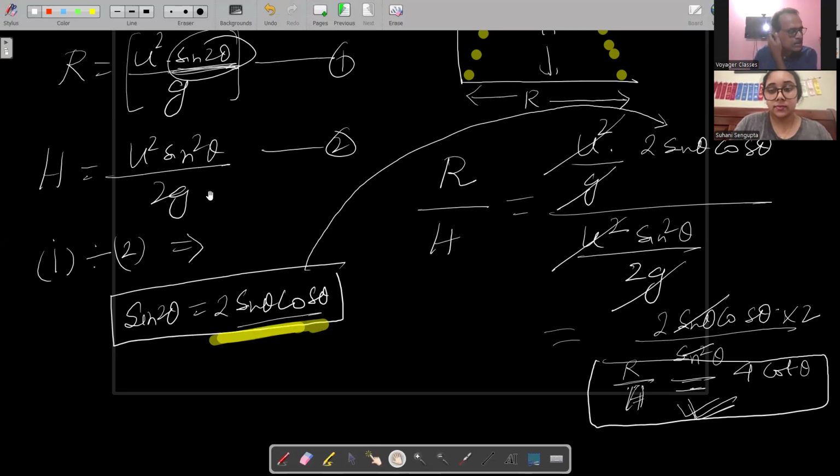Now just check some of the problems if you consider. Take an easy problem like this. For example, another equation, another important concept, that is the equation of trajectory.